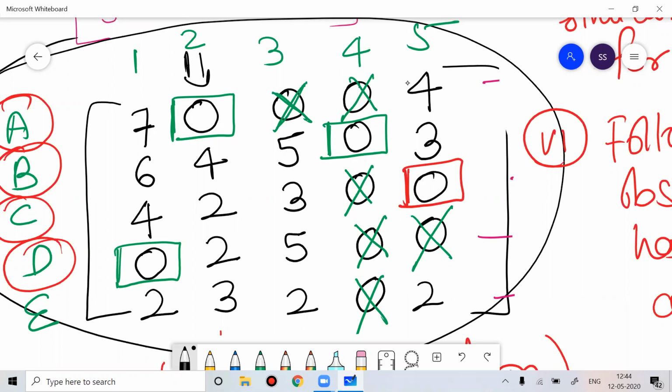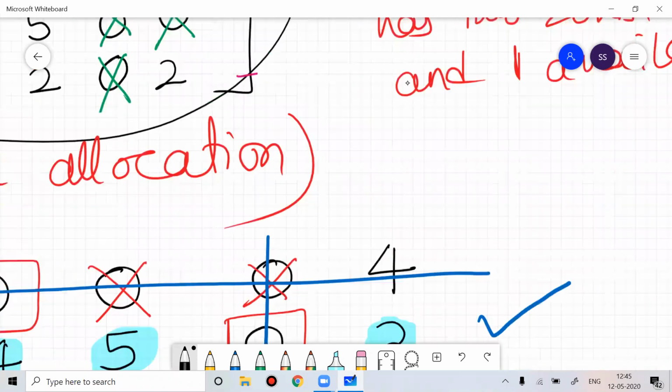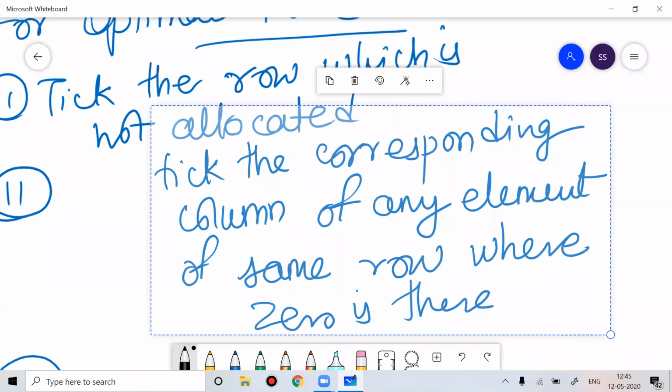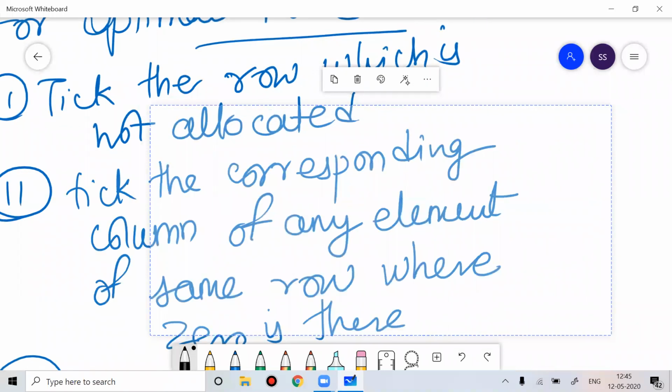Once that part is done, then you have to see if every row or every column is allocated. If that is not done, it means it's not the optimal allocation. Now if you see here, row 5 is not allocated. Rows A, B, C, D, all four rows are allocated, but row 5 is not allocated. So in order to do the allocation, we will follow some steps for the optimal allocation.